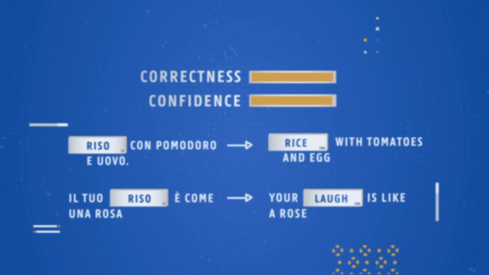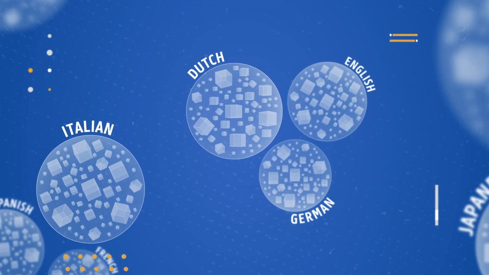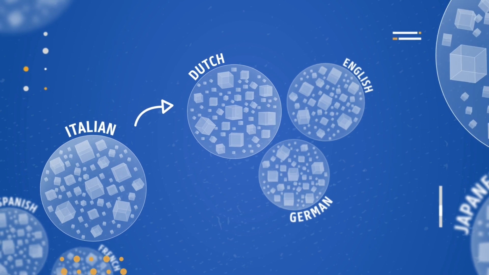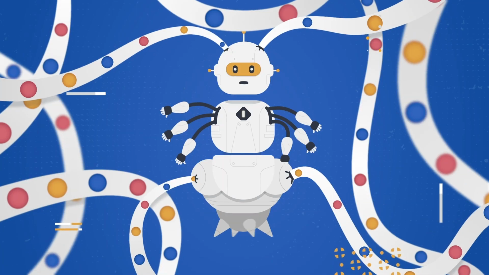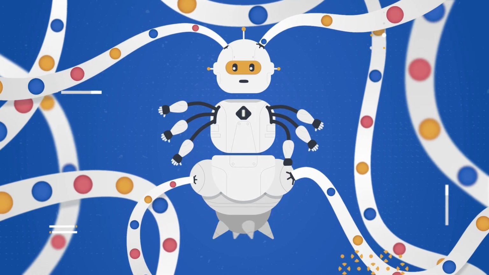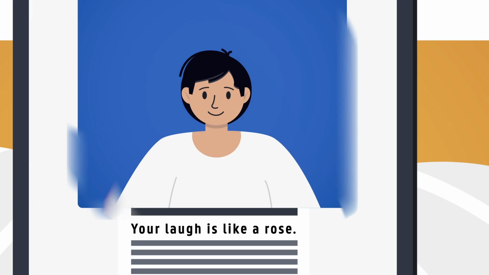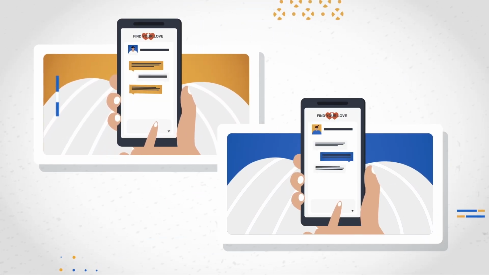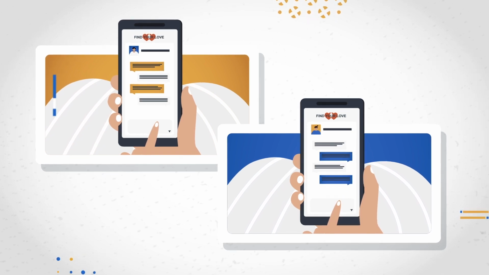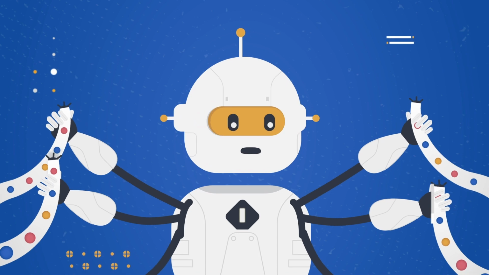I also find it easier if two languages are similar, so I can do a better job of translating from Italian into Dutch than from, say, Chinese into English. All the information I process helps me to become the best version of myself. And the better I become, the more I can help all of you to communicate with each other as effectively as possible. But to become even better, I need a lot more information.